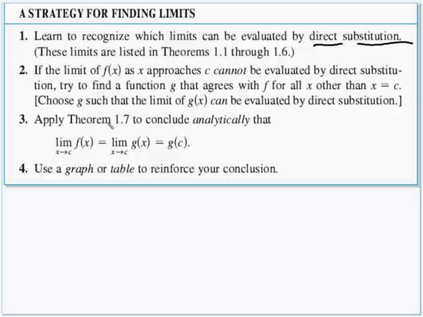Number 3, apply theorem 1.7 to conclude analytically. When we factor and cancel, we just try direct substitution again, and we find our limit. And as a fallback strategy, or to reinforce an answer that we found above, we can use a graph or a table to figure out that limit.